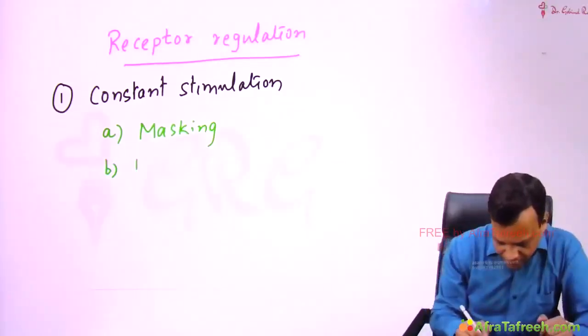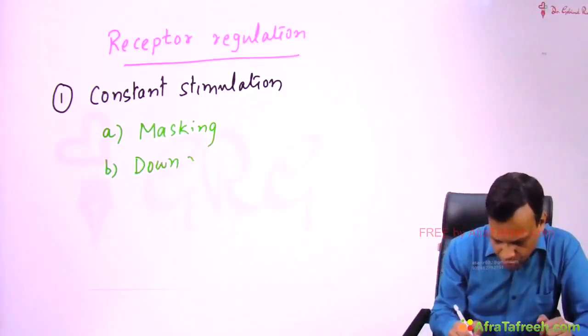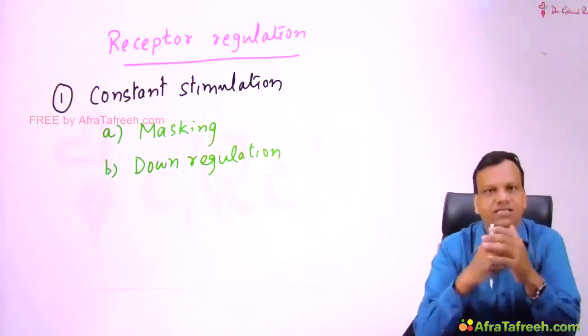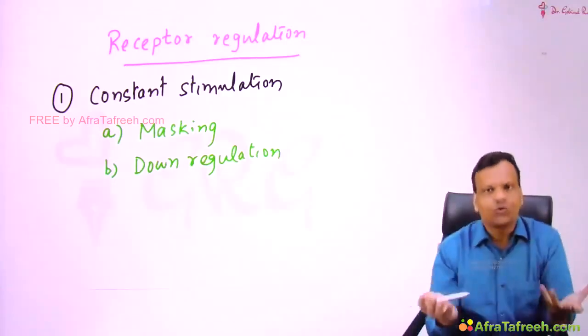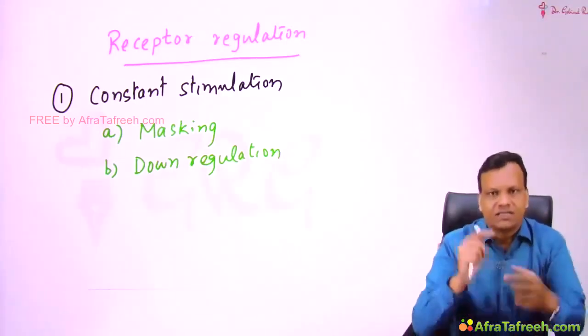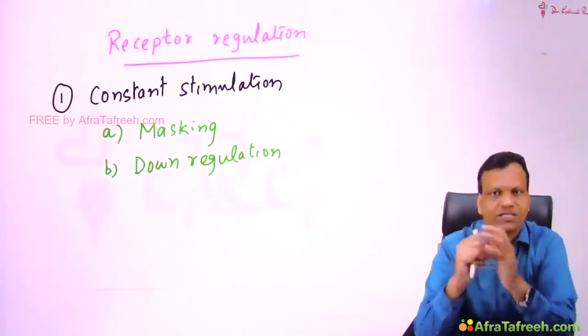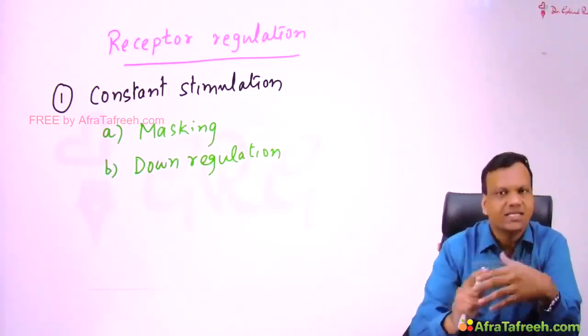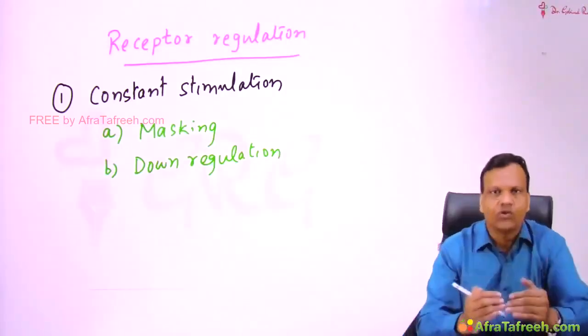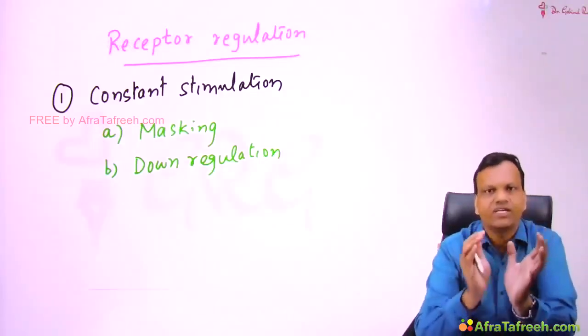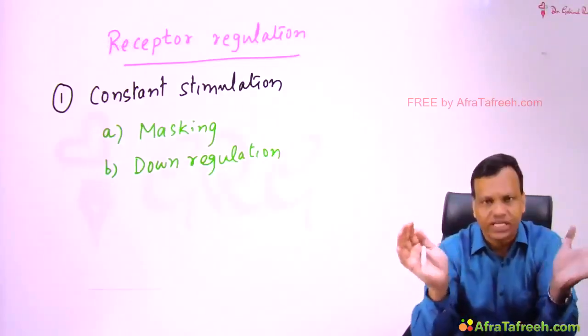The second thing which can happen is down regulation of receptors. Down regulation simply means decrease in number. The number of receptors may decrease by two methods. Either receptor synthesis stops, more receptors are not synthesized, or the receptors which are already present may be degraded. So finally the down regulation occurs. It is a relatively slow process. It will take around a week.